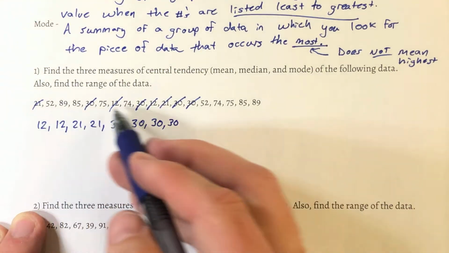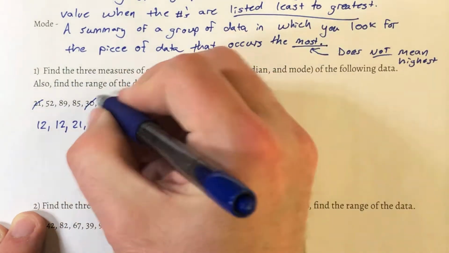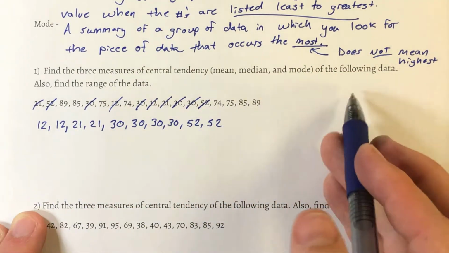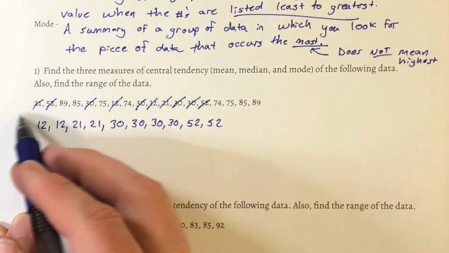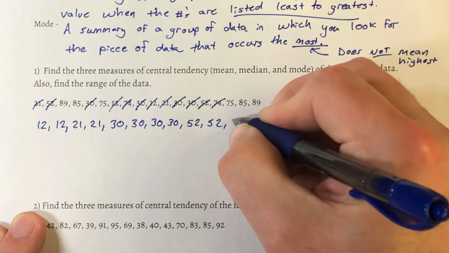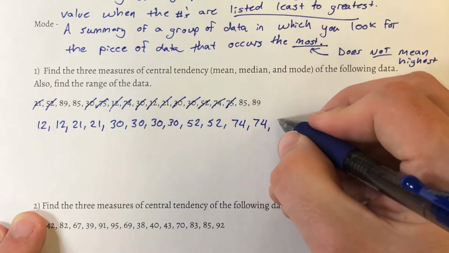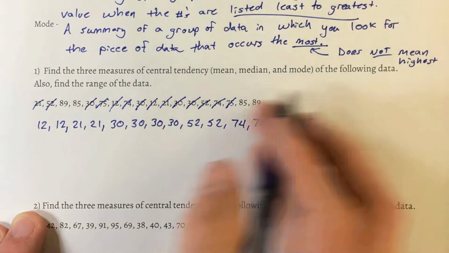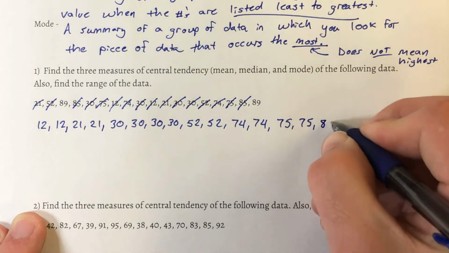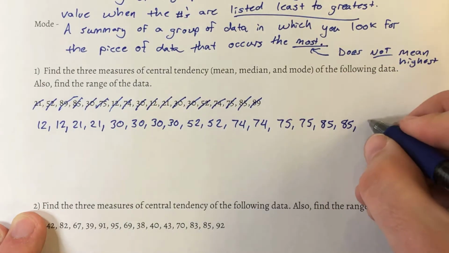Next, any 40 or any more 30s? Nope. Any 40s? Nope. Any 50s? Yes. I see a 52 and a 52. Next, any more 50s? No. Any 60s? No. 70s? Yes. I see a 74 and a 74. All right, next, 75 and 75. All right, any more 70s? No. 80s. I see 85 and 85. And then 89 and 89.